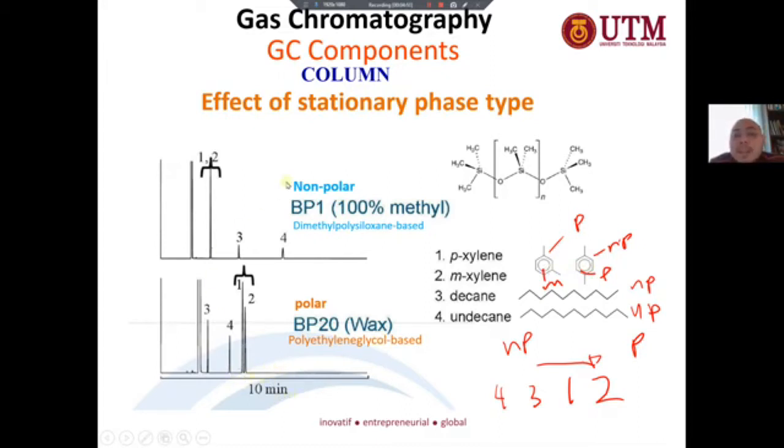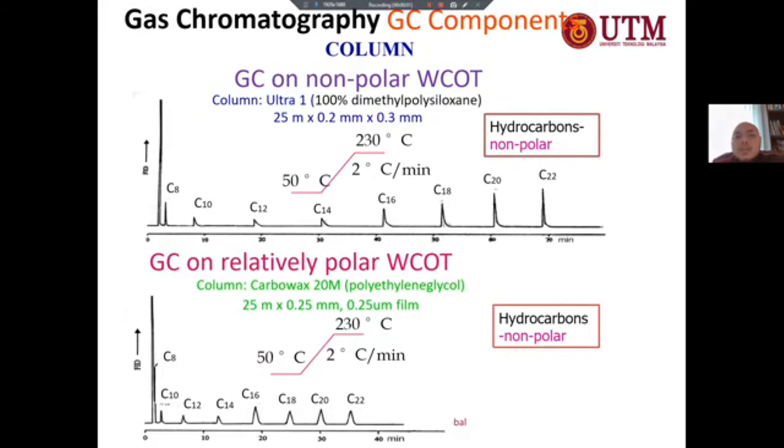Maybe the column here is not that long. Maybe we need to increase the length of the column so we can improve the separation better over here. Here is another example of the application of polar and non-polar columns. For example, above here the column is non-polar, and below here the column is polar.